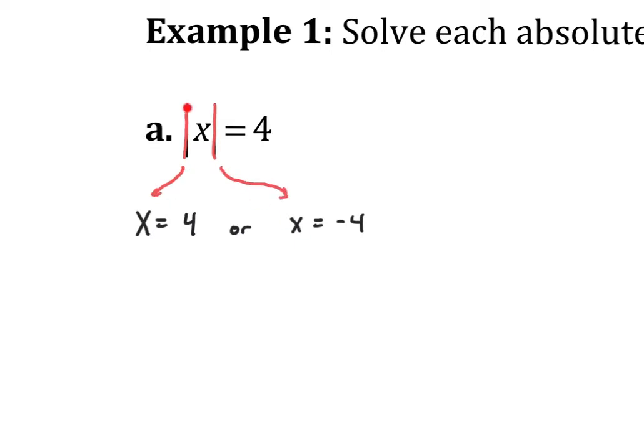I have to split the absolute value into two separate equations. Why? Because there are two values that I can substitute in. Okay, now how do I get the first statement? Well, if I just erase the bars, I get x equals 4.